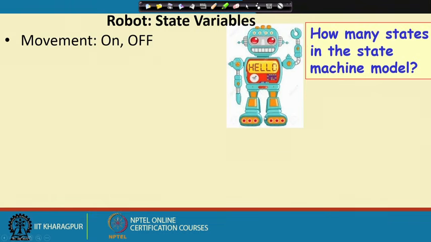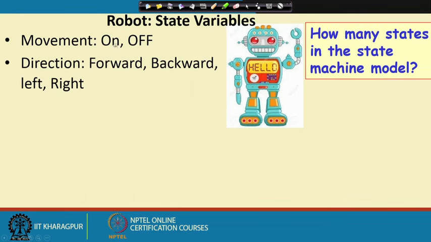Let us assume that there is a switch to have the movement of the robo on or off. The robo can move if the movement is on, movement can be off also. So, the state can be movement on and movement off. Now, there is another state variable called direction, and the direction can be forward, backward, left and right.